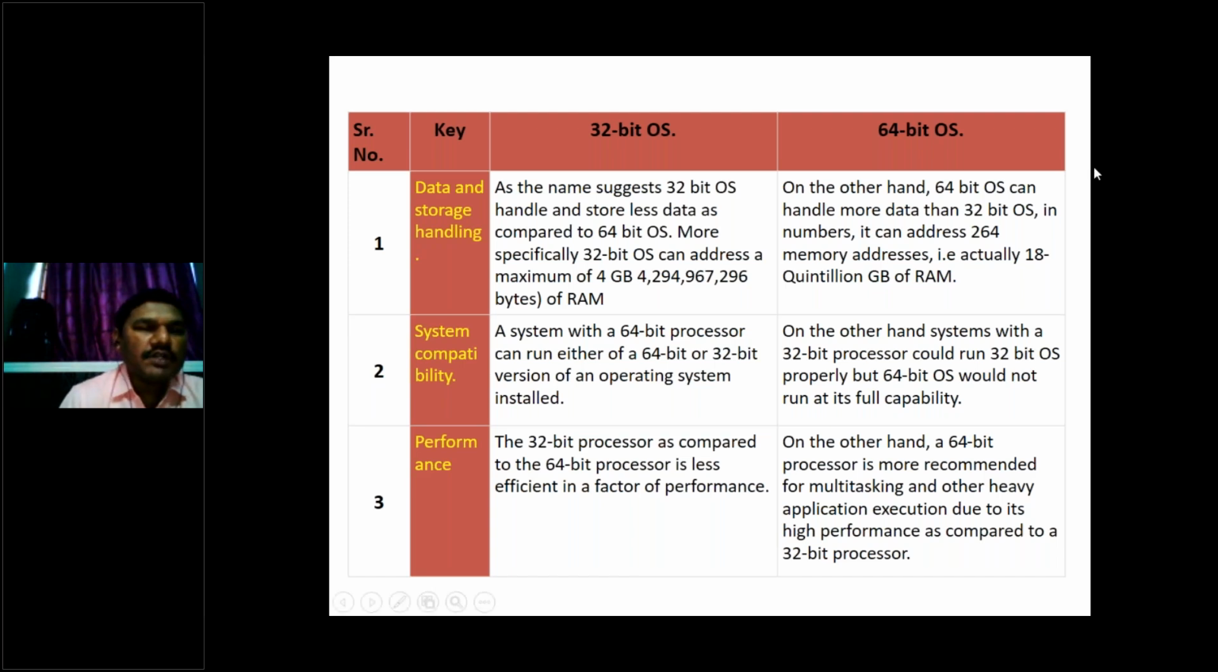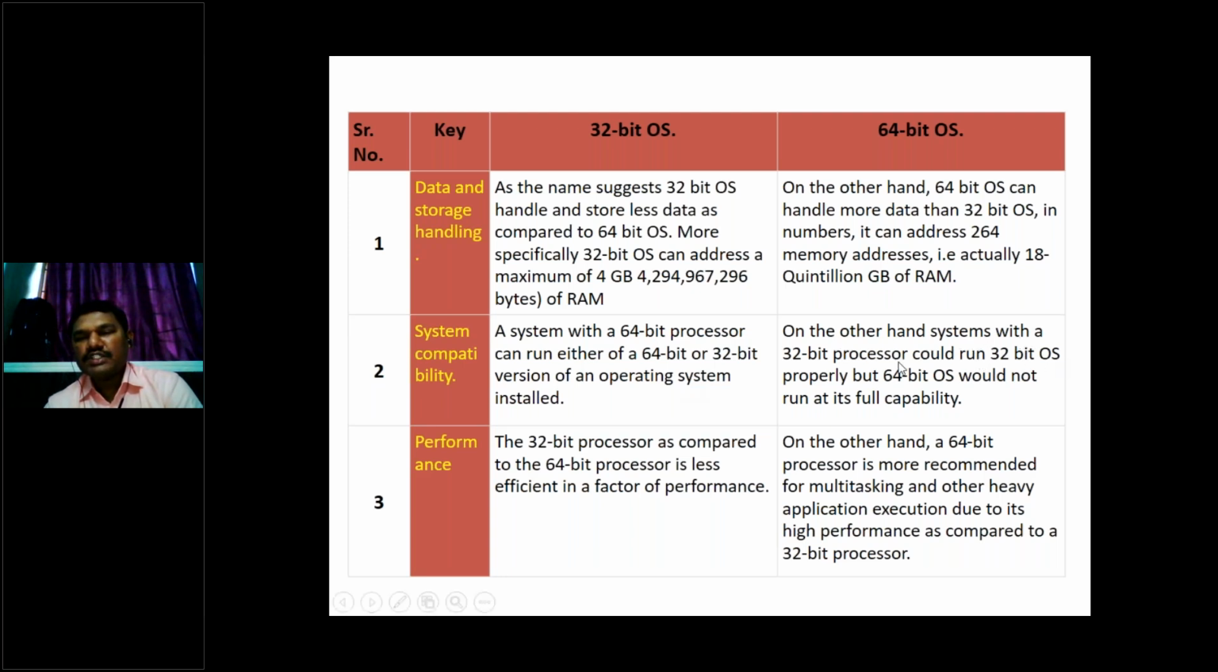Then we have to remember these parameters: data and storage handling, system compatibility, and performance. Everybody says that if you have a 64-bit microprocessor and you have a 64-bit OS, then it's called compatibility. Otherwise they use the word not compatible. What's the meaning of it? A system with a 64-bit processor can run either a 64-bit or a 32-bit version of an operating system. Both can be run.